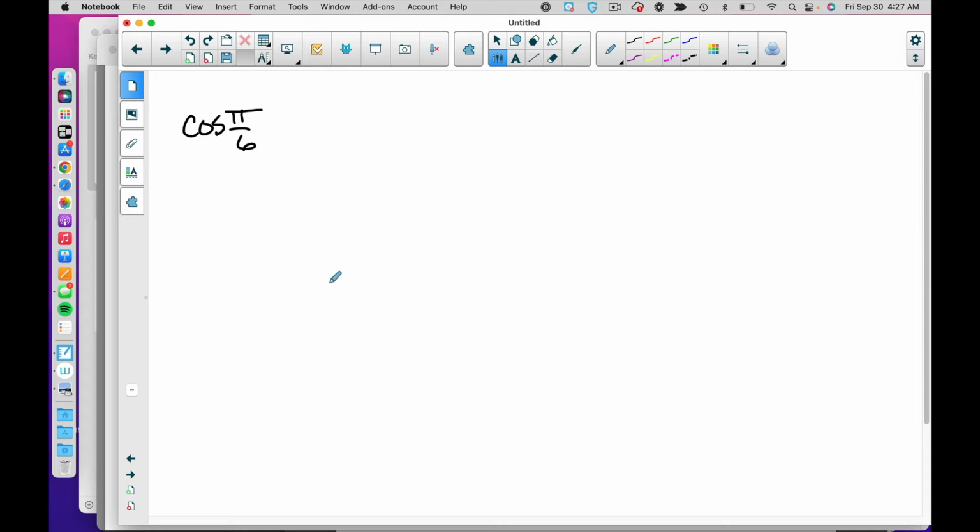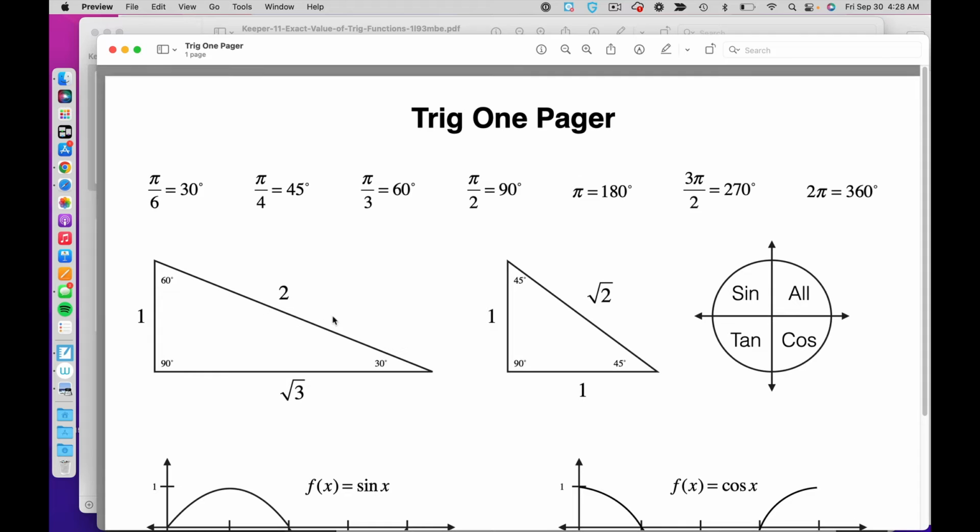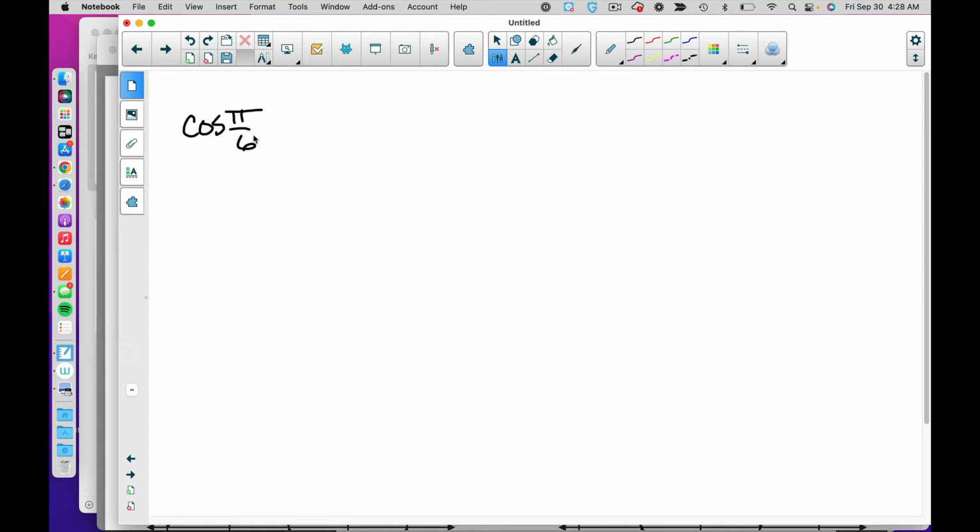Anyways, okay. So if we had something like this, cosine pi over 6, we can't use our calculator. The first thing I like to do is go to the Trig One Pager. I like to switch up to degrees. So that's what I'm going to do first. I'm going to go back here and switch this to degrees. So this is the cosine of a 30.